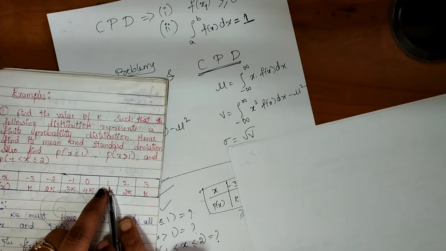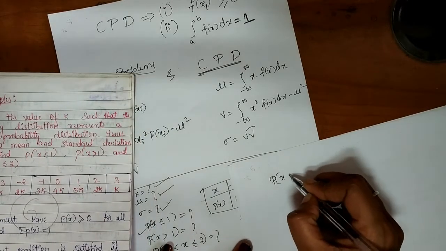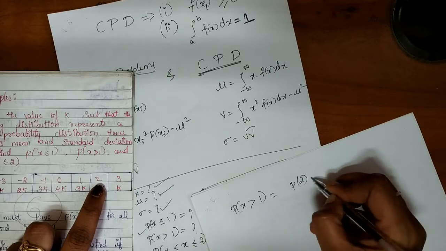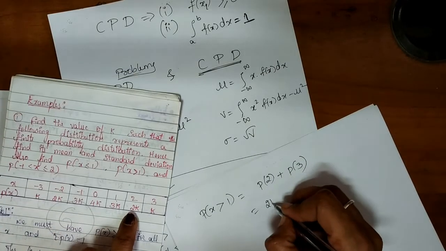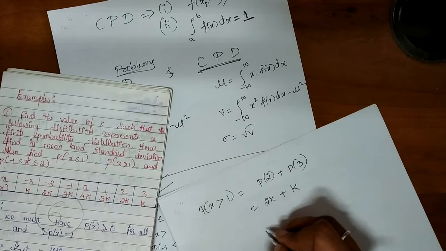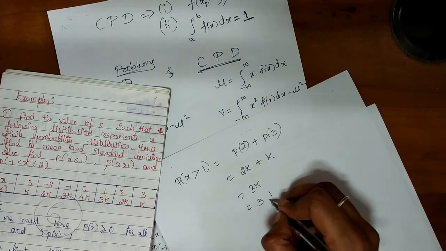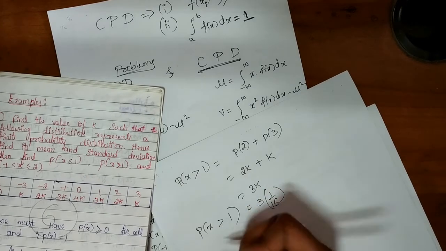Since 1 is not included, it means 2 and 3. So P of x greater than 1 is equal to what? P of 2 plus P of 3. What is P of 2? P of 2 is 2k, plus P of 3 is k. Now 2k plus k is 3k, and the value of k we know, that is 1 by 16. So it is 3 by 16. This is the value of P of x greater than 1.